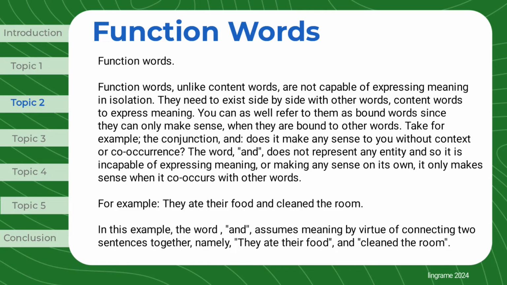The word, and, does not represent any entity and so it is incapable of expressing meaning, or making any sense on its own. It only makes sense when it co-occurs with other words. For example, they ate their food and cleaned the room. In this example, the word, and, assumes meaning by virtue of connecting two sentences together, namely, they ate their food, and cleaned the room.